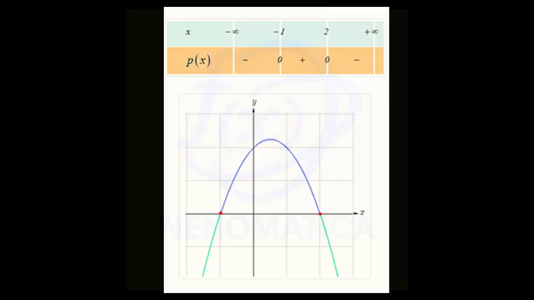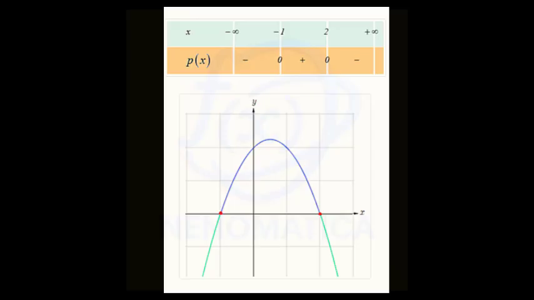Step 4. Verify with the graph. Draw axes, and the parabola y equals negative x squared plus x plus 2. Mark the intercepts at x equals negative 1 and x equals 2. Notice the curve is above the x-axis between the roots and below outside the roots.